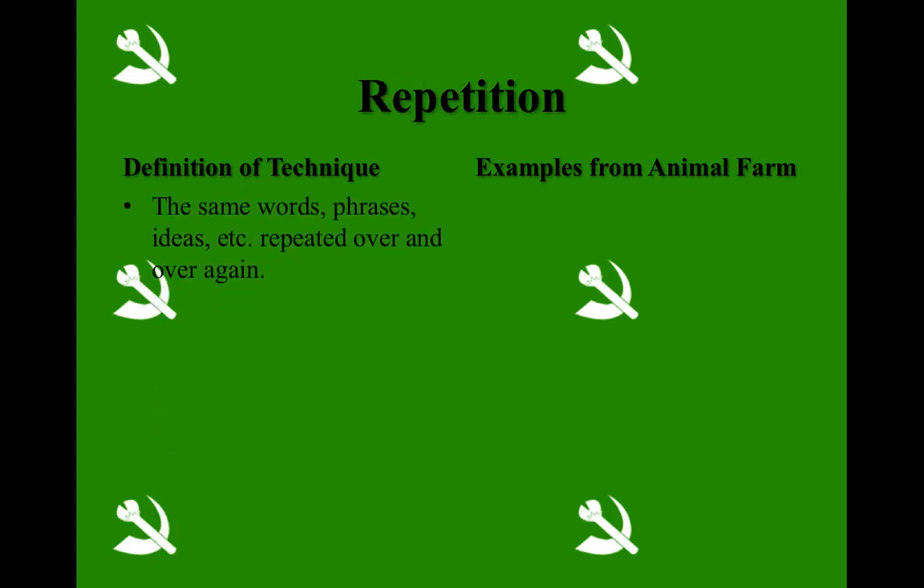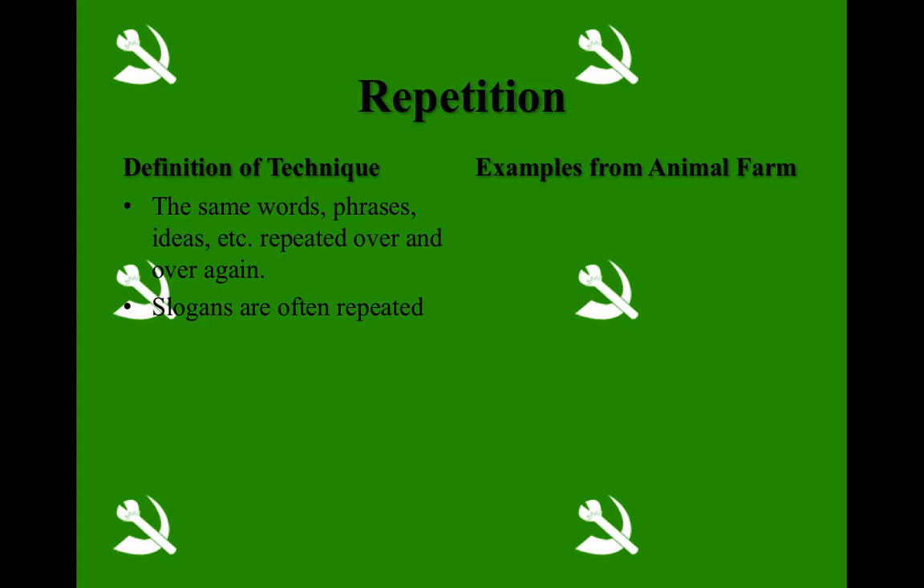Repetition. What is repetition? Well, it's kind of obvious. It's something repeated over and over again. Not an off-the-wall definition here. It just is what it is. Something is repeated over and over again. Slogans are often repeated.